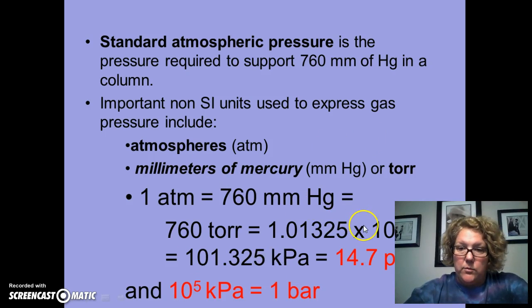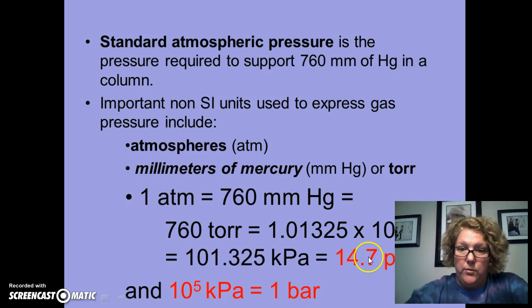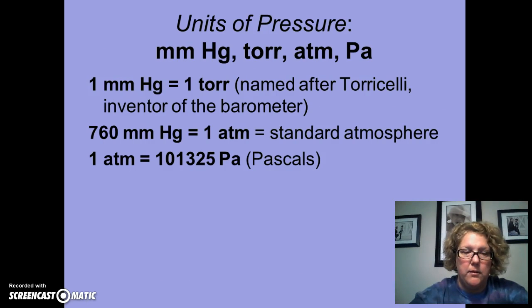Now, that's also equal to 1.01 times 10 to the 5th pascals. Sorry, my little image is blocking that out. Or 101 kilopascals, which is also equal to 14.7 psi, pounds per square inch. And all right, those are the ones we're going to see the most. These are all in your note packet that I gave you already, so you don't have to write them down. So we've got a millimeter of mercury is the exact same thing as a torr.